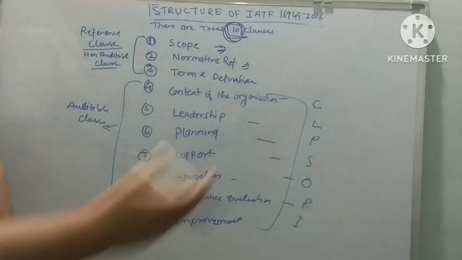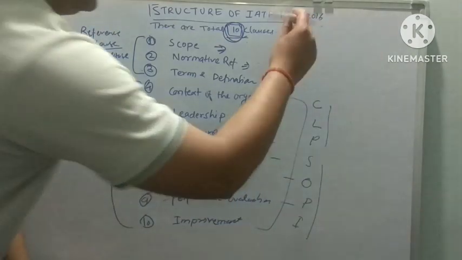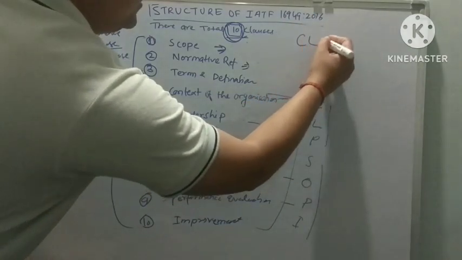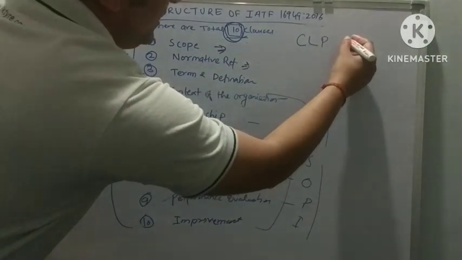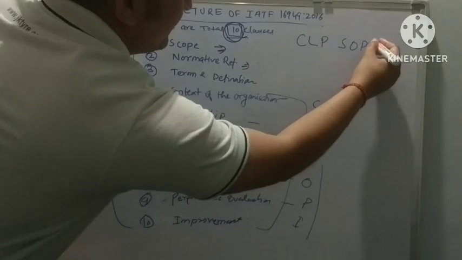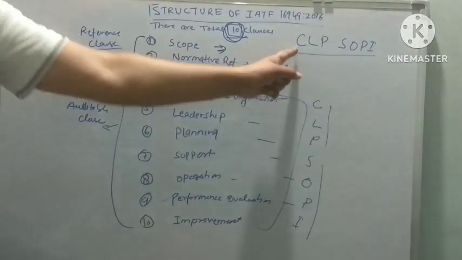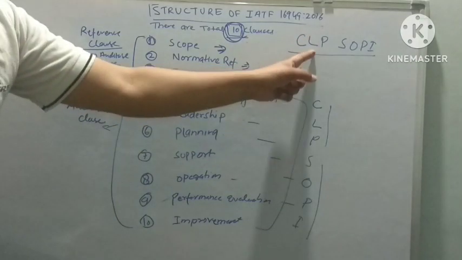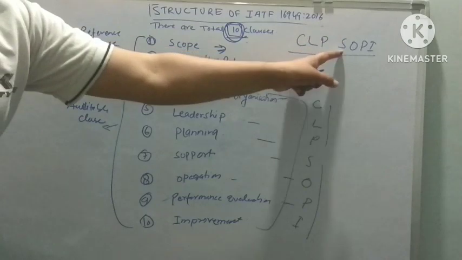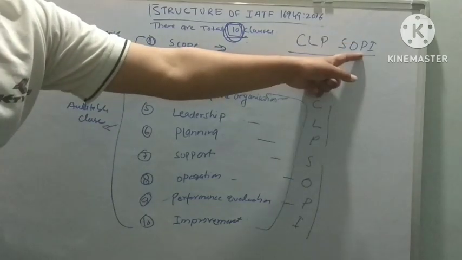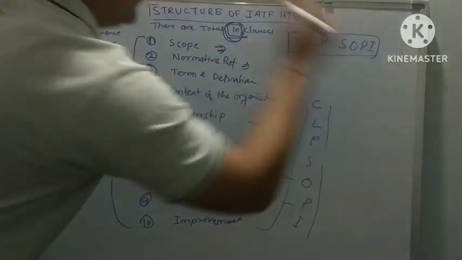How will we learn? How will we remember? CLP, SOP. There are these 7 clauses: context of the organization, leadership, P is planning, support, operation, performance evaluation and improvement. This is the method.